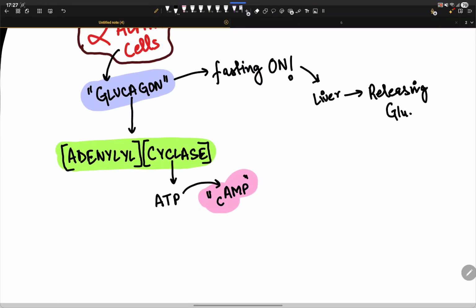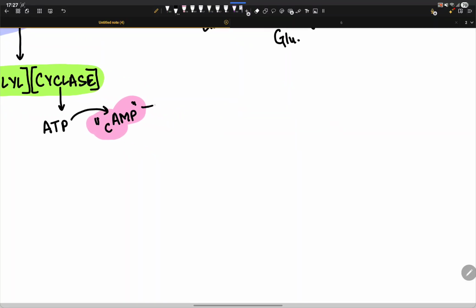Now we are on this level. So glucagon versus cAMP. The first messenger outside the cell is called glucagon, right? The second messenger inside the cell is called cAMP. So it's inside the cell. Now, cAMP is very important. I hope you can understand me now.